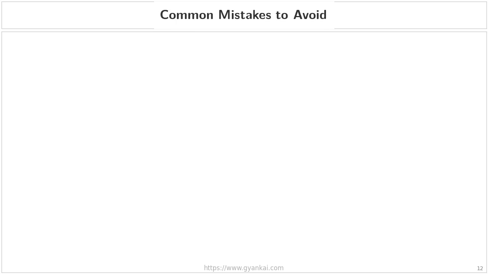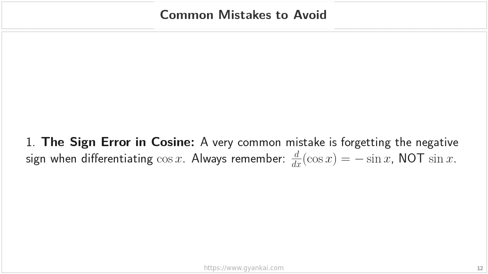Common mistakes to avoid. Now that we have covered the standard formulas and seen how they apply to real-world physics, let's conclude by looking at some common mistakes to avoid so you can ensure your calculations are accurate. First, let's address the sign error in cosine. As we discussed in the trigonometric section, it is very common for students to forget the negative sign when differentiating. Please be mindful that the derivative of cosine x is negative sine x, and not simply sine x.